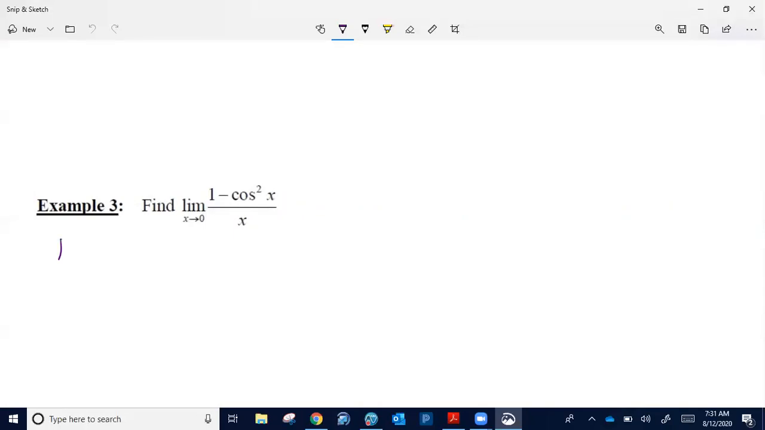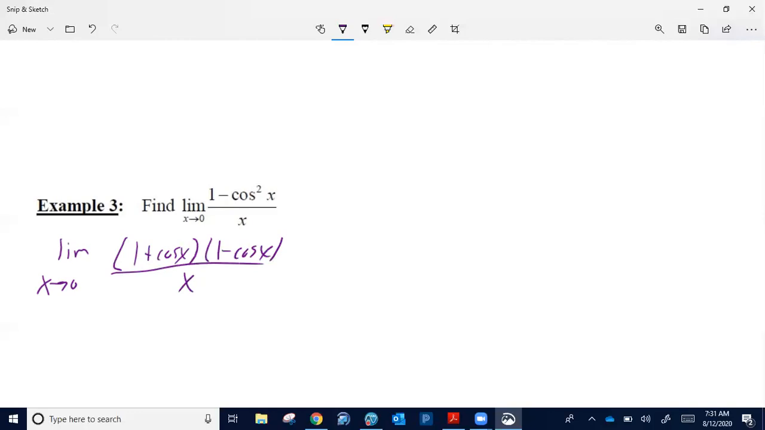1 minus cosine squared, though, is factorable. It's a difference of squares. It's kind of like x squared minus 4 is x plus 2 times x minus 2. This is a 1 plus cosine x, 1 minus cosine x, all over x.